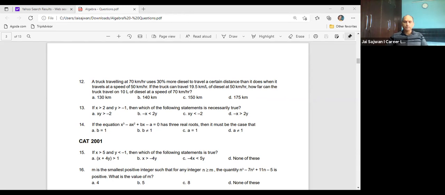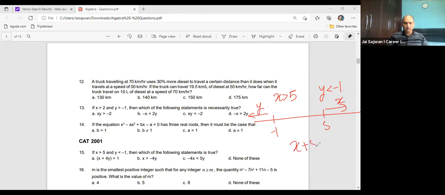So here I go. Let me see. Many a time I don't even see the question before I start solving it. So I'll say x is greater than 5 and y is less than minus 1. And then everywhere it is given, the first one is x plus 4y. So look at the number line. X is here. Y is less than minus 1. Here is y. So x plus 4y.